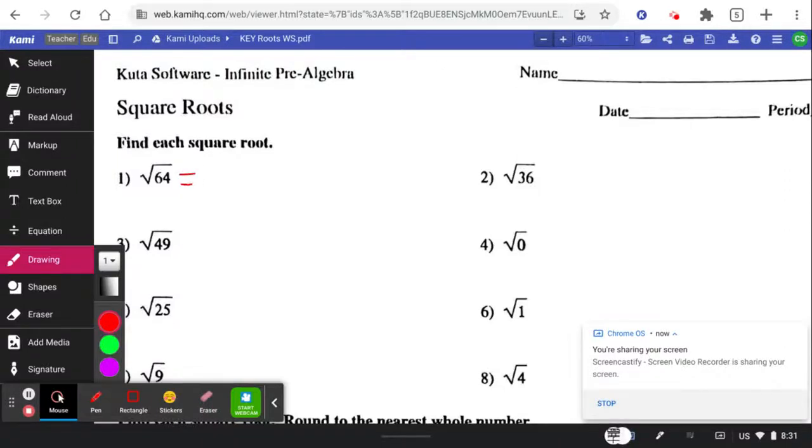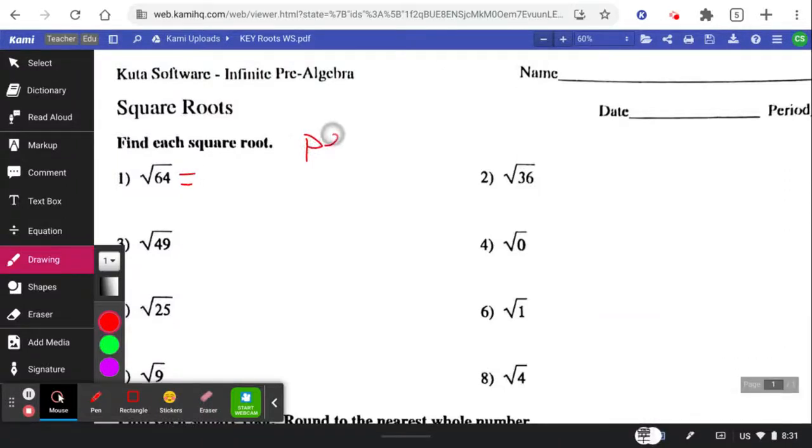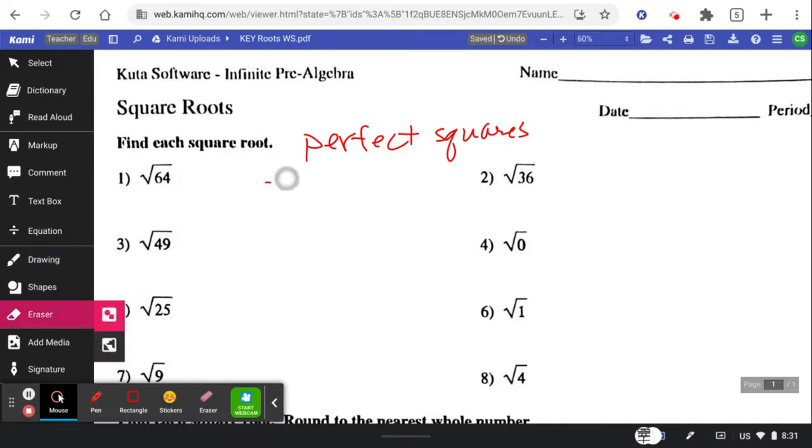Okay, so all of these in the top section are perfect squares. So take a minute to pause this video and try to do them. Like number 1, where you're thinking to yourself, 64 is what number times itself? So the answer is just 8. And you don't need to do this work right here. I'm just kind of showing you what a square root means. Go ahead and pause this video and try the rest.